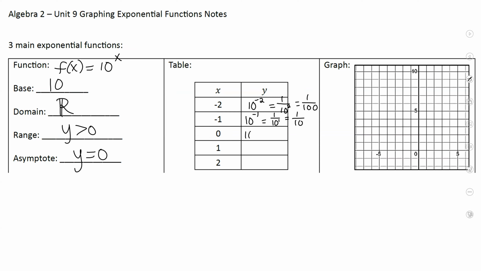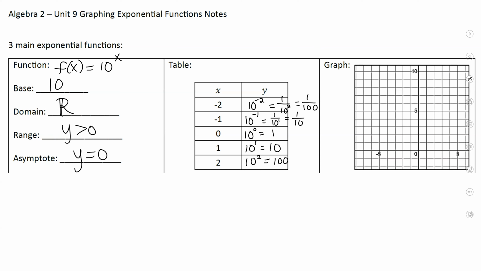Next, 10 to the 0 is what? Yes, anything to the power of 0 is 1. 10 to the power of 1 is 10. Anything to the power of 1 is itself. And then what is 10 squared? 100. 10 times 10 is 100.